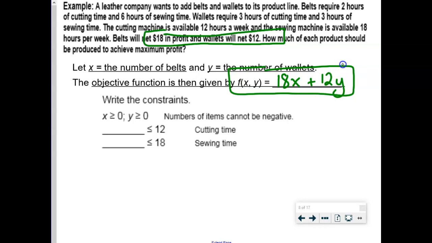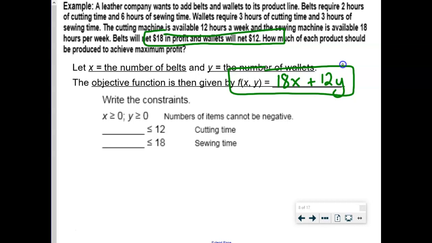So on this question, and this very much looks like what you're going to see in your test, we're kind of leading you through it. We went ahead and gave you the obvious constraints where it says x is greater than or equal to 0 and y is greater than or equal to 0, because you can't make negative belts and wallets. Or at least we don't want to consider what happens when you make negative belts and wallets.